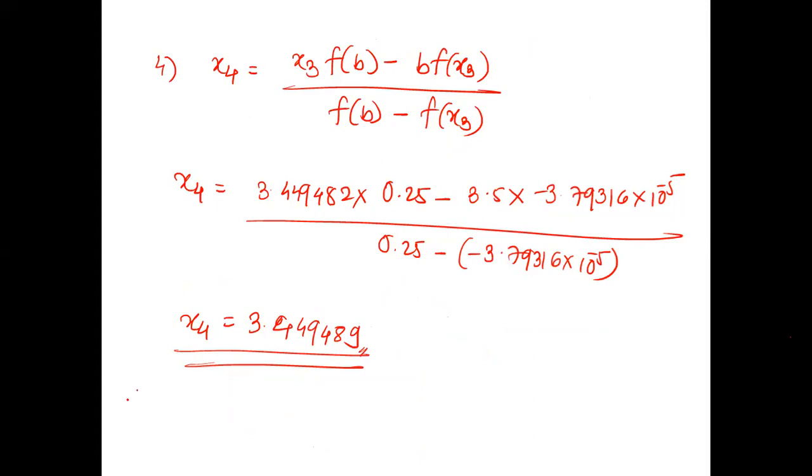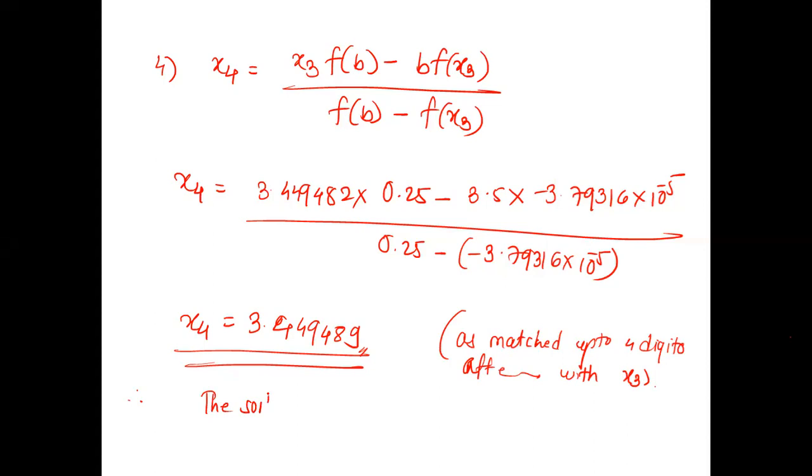So yes, therefore you can write as matched up to 4 digits, 4 decimal places after the decimal point, with x3. Therefore, the solution to the given function is x is equal to 3.4494. Okay, up to 3.4494.